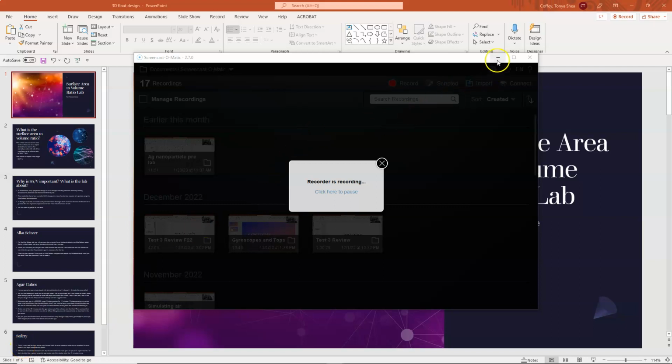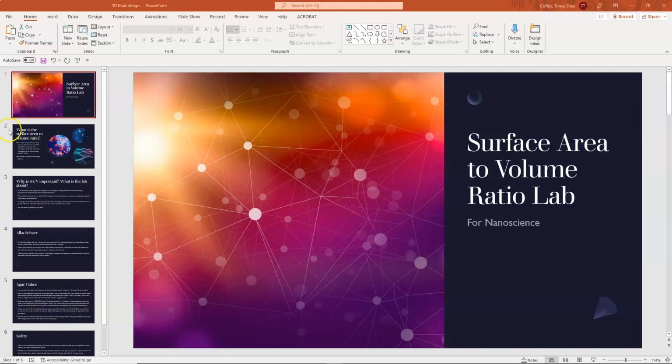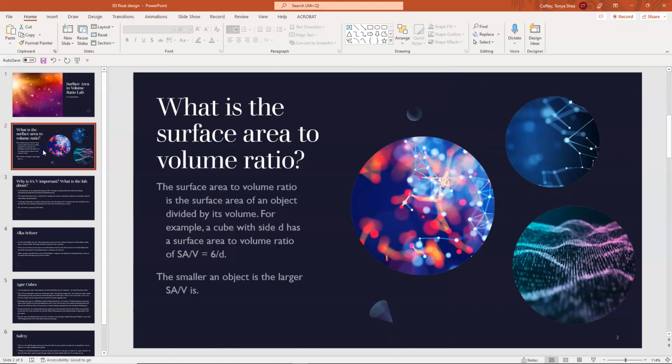Everybody, this is a really fun lab. This is the pre-lab for the surface area to volume ratio lab. So just a little background information.